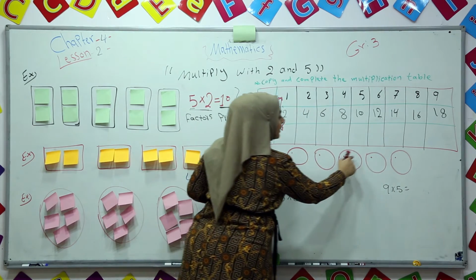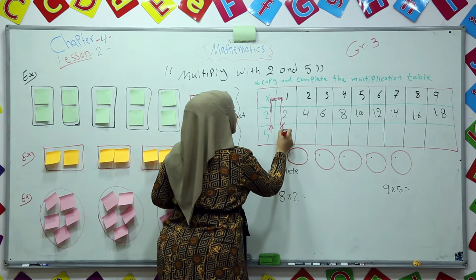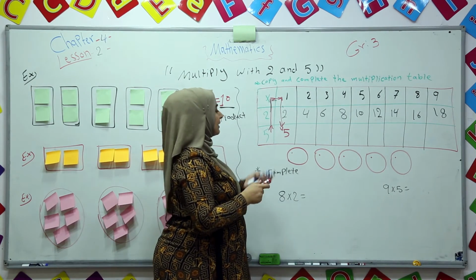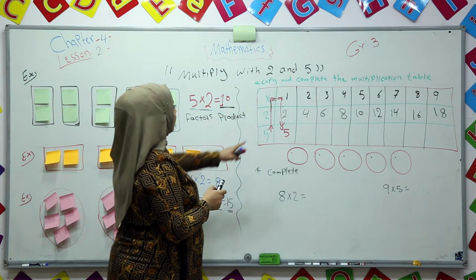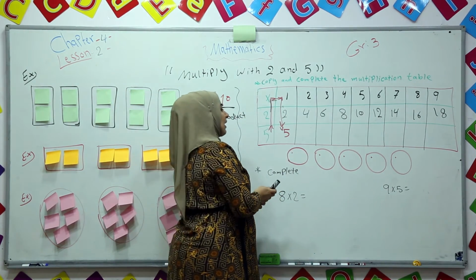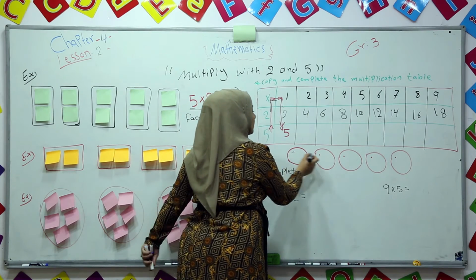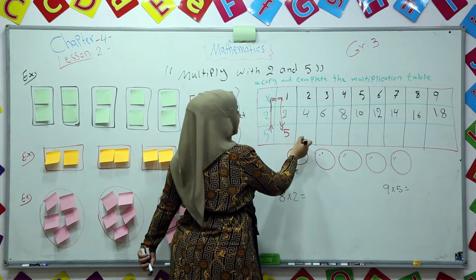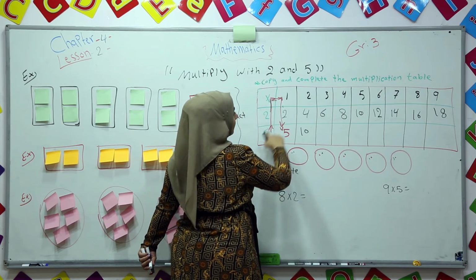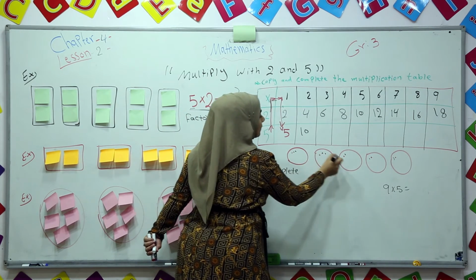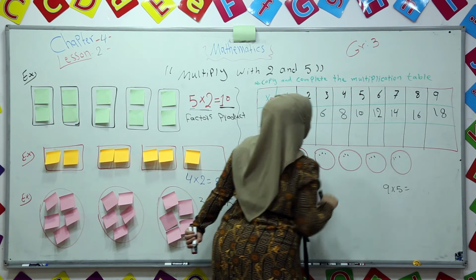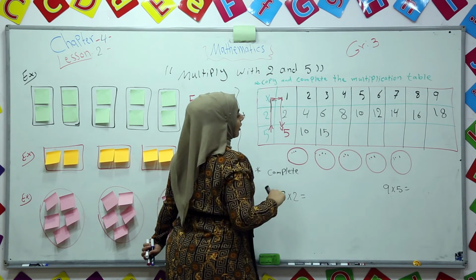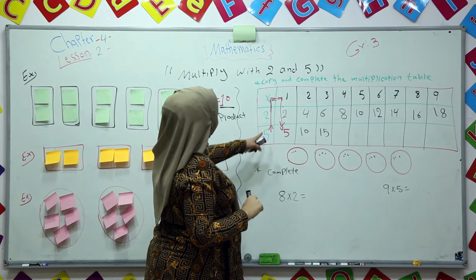1, 2, 3, 4, 5. So the answer is 5. The product of 5 times by 1 is 5. 5 times by 2. I have 5 groups. Each group contains 2 objects. So what is the answer? 10. 5 times by 3. Each group contains 3 objects. It is 15. If we count all the objects, it is 15.